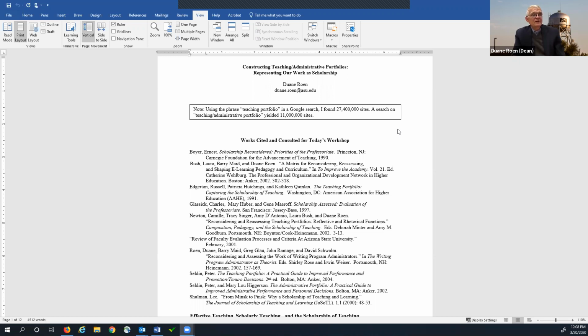In the text box there, it talks about teaching portfolios. If you do a search on teaching portfolio, you're going to find all sorts of examples. And there are how-to sites out there. Some of them are better than others, and there are also lots of examples. One of the things that I encourage you to do is to search on teaching portfolio and look for people in your discipline and how they represent that.